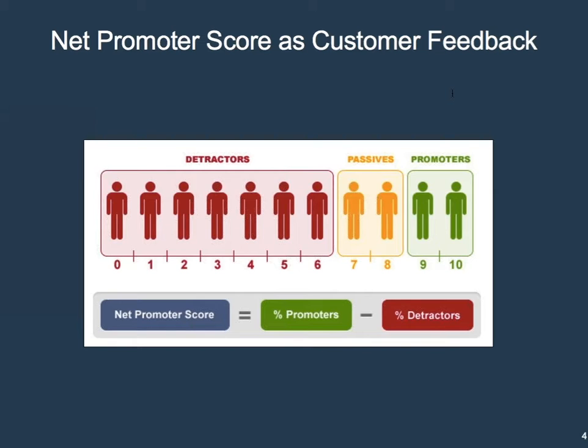Now, those that select 9 or 10 are promoters. Now, those are the people that are loyal to your brand and will recommend your business, if they have the chance to do so, to their friends, family members, or colleagues. So, of course, you want as many promoters as possible. But how do you calculate your NPS?